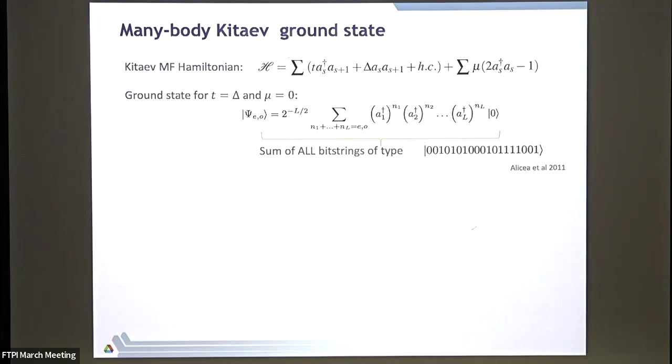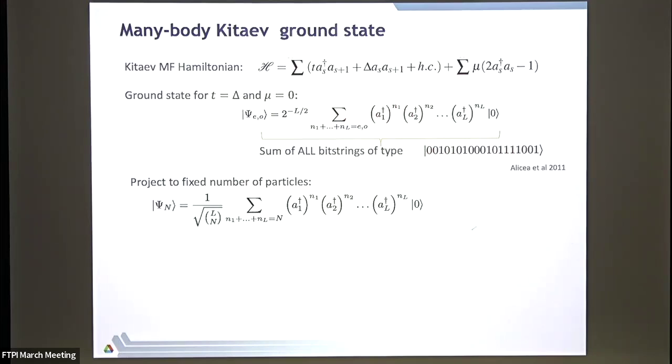Now, of course, this is a superposition of different number states. As Tony Leggett has argued, projecting a BCS wave function to a fixed number state is supposed to give you quite a good variational wave function. So this is what we get, and as such, it should retain the essential properties of the BCS wave function and of superconductivity.